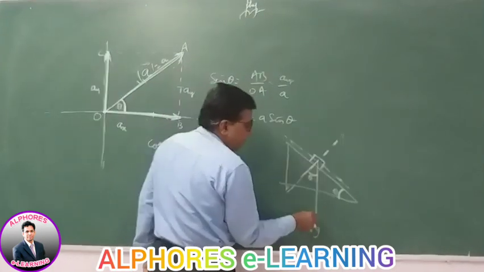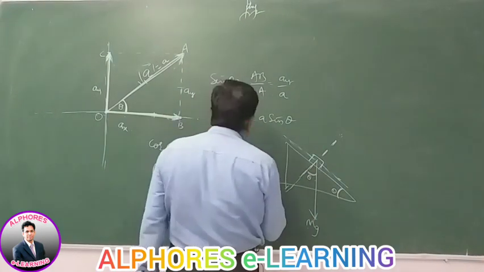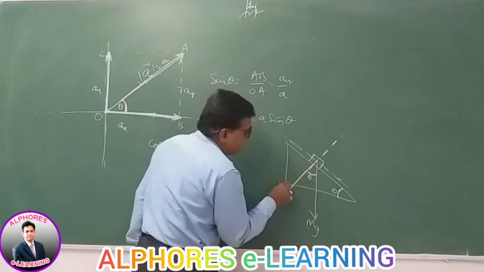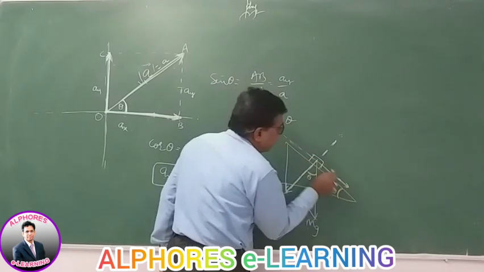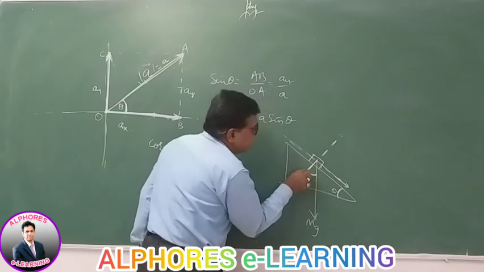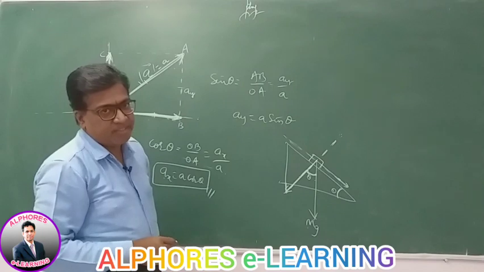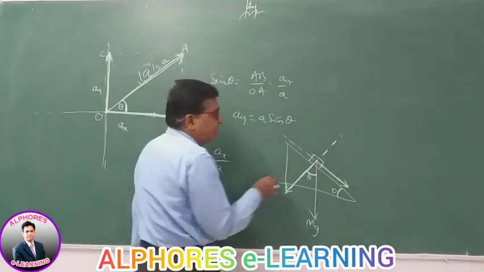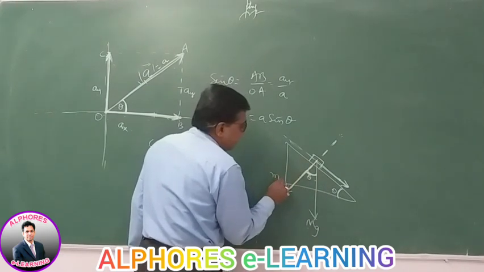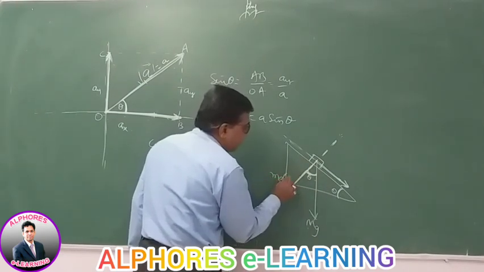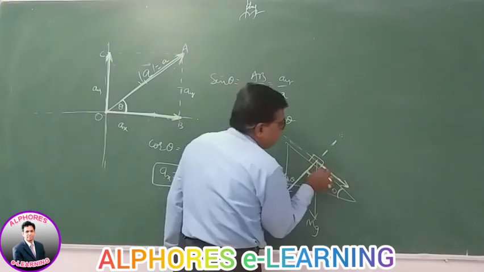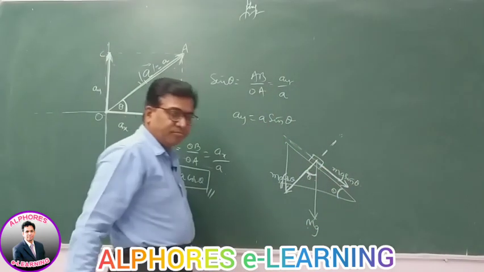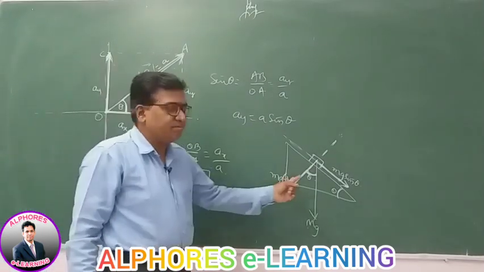Now I want to split the weight mg into components, one in this direction and one in this direction. This is the component adjacent to the angle, called the adjacent component. The other one is called the perpendicular component. The adjacent component is the vector times cos of the angle, and the perpendicular component is the vector times sine of the angle. So, mg cos theta and mg sin theta.